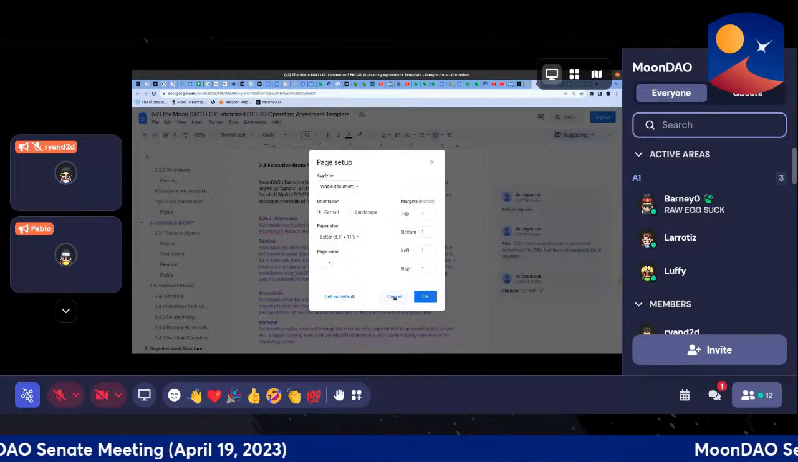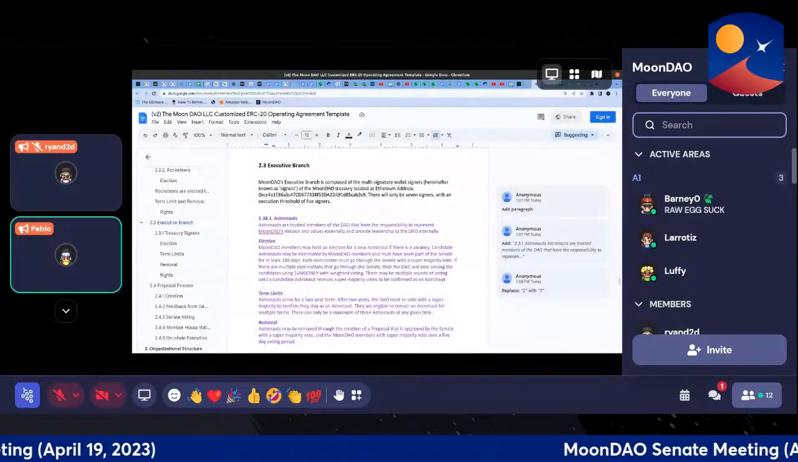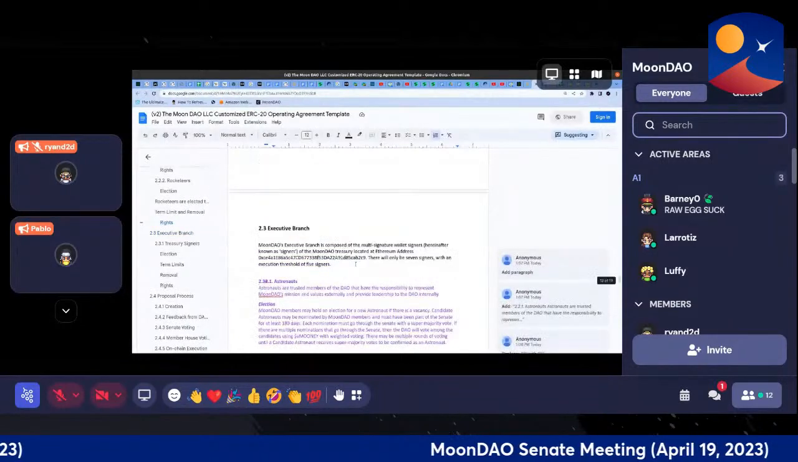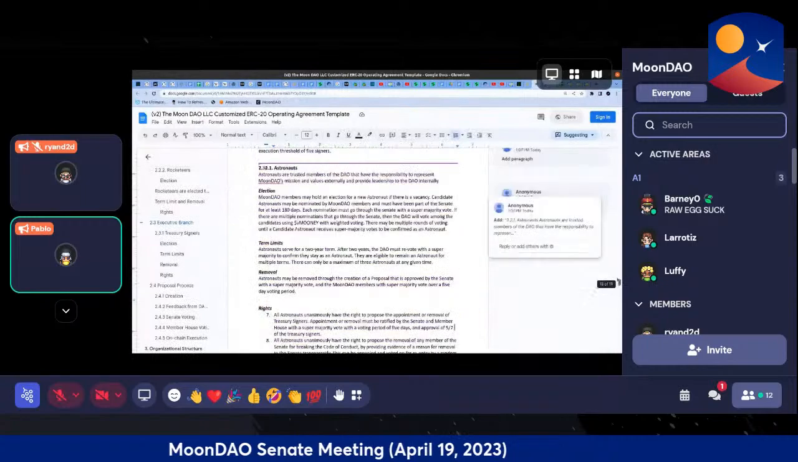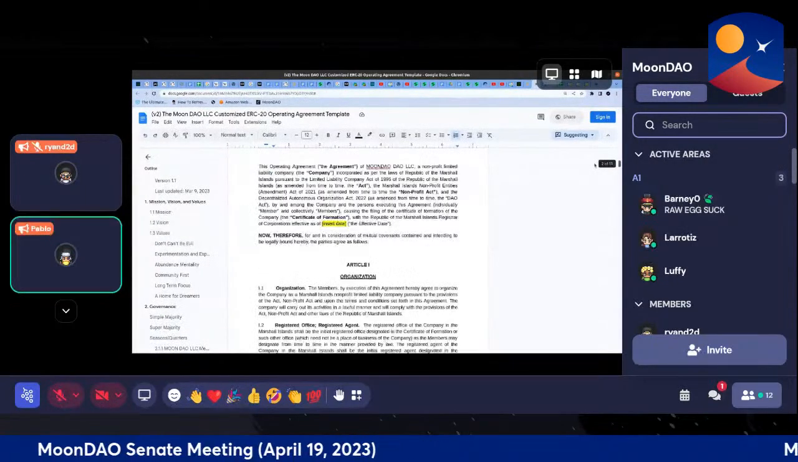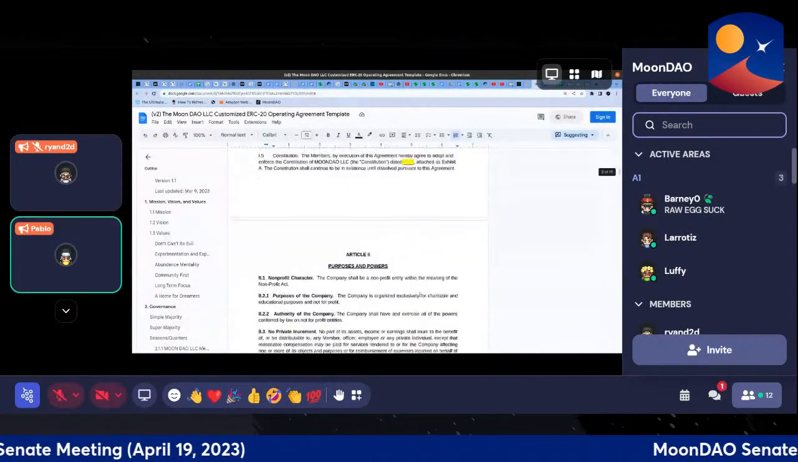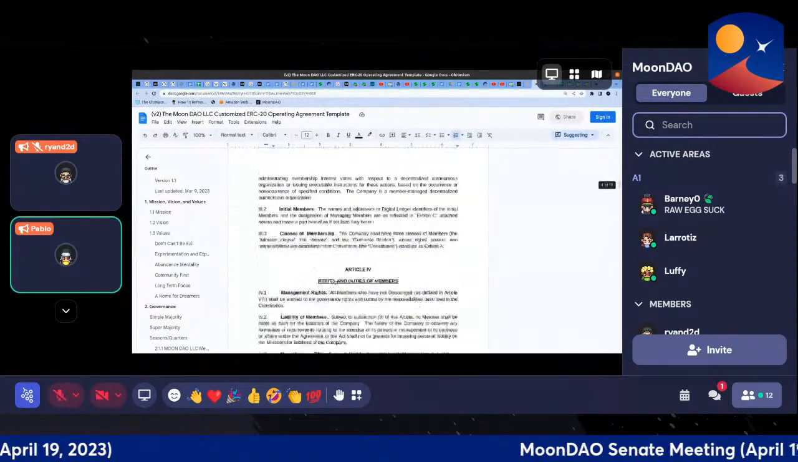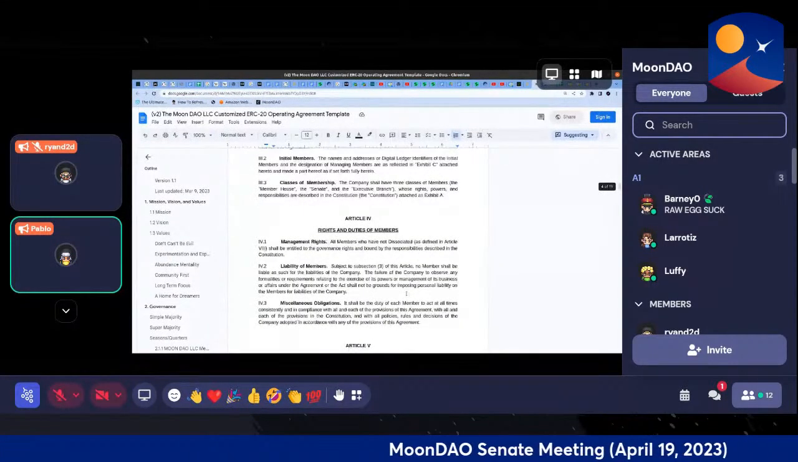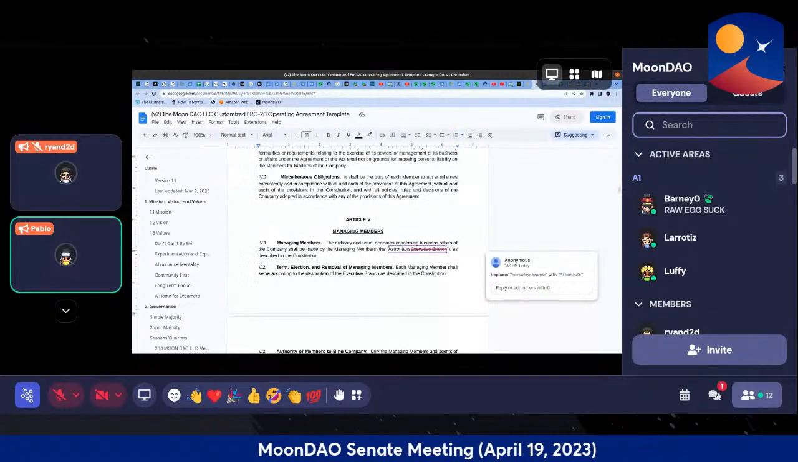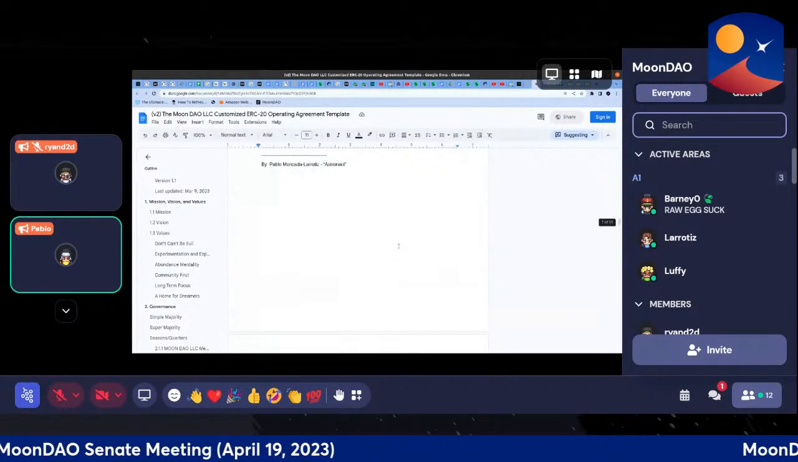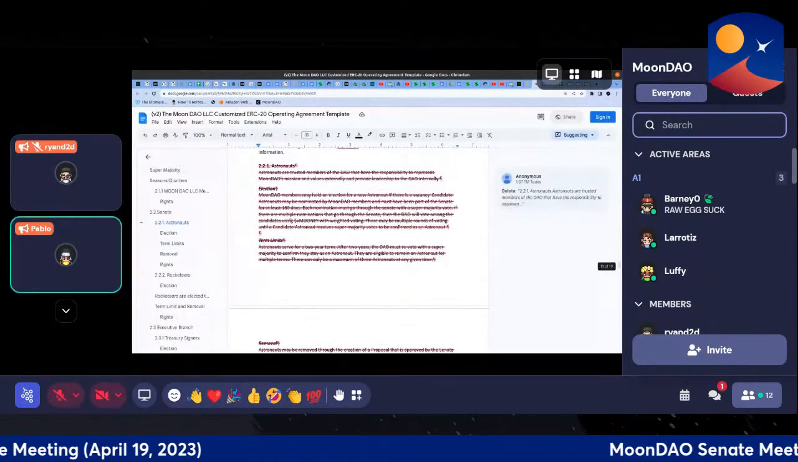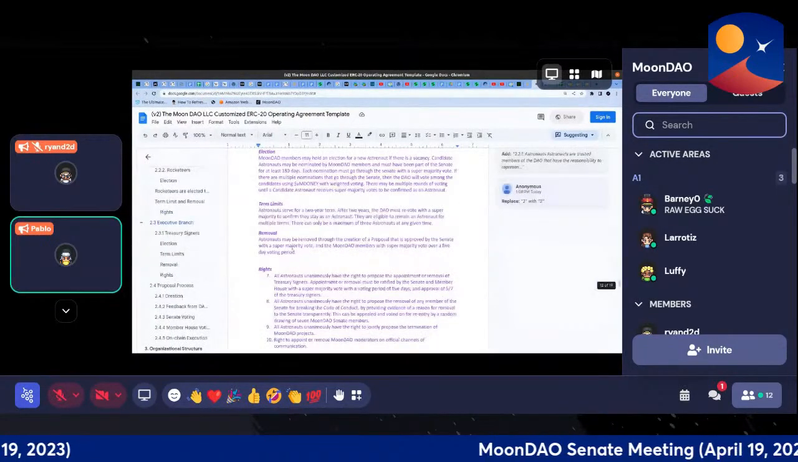But yeah, obviously any changes to the operating agreement or the constitution should go through governance. So I'd like to just throw this up for governance, changing this one word, and swapping this from the Senate to the executive.